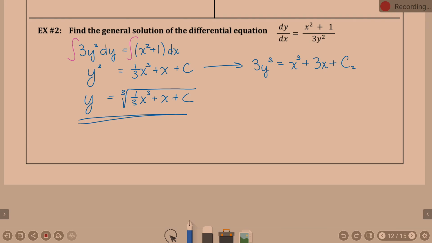And then putting all the terms on one side and leaving c on the other side. So the alternative option that you might see would be 3y cubed minus x cubed minus 3x equals your constant. Again, I'm just trying to show you options to be familiar.